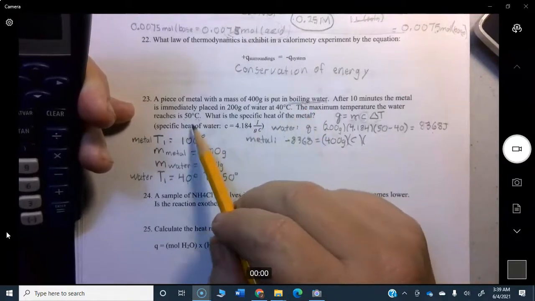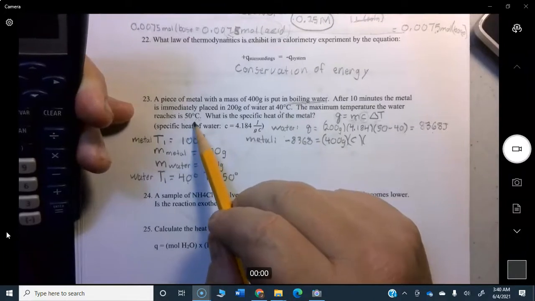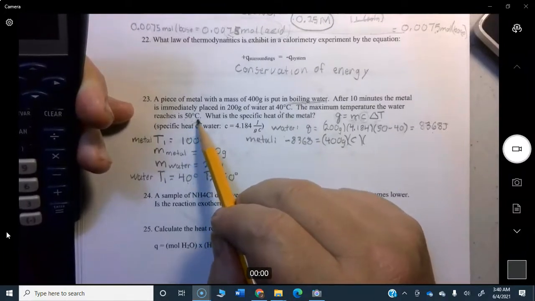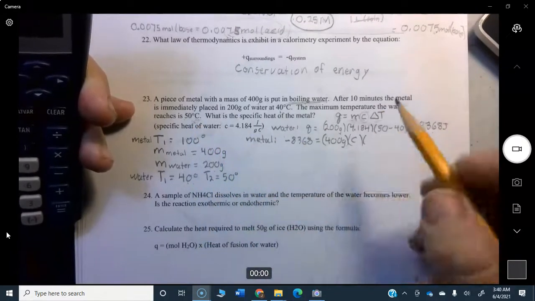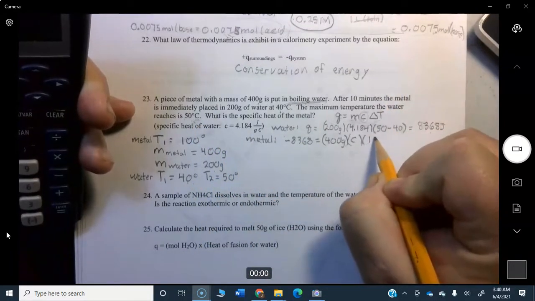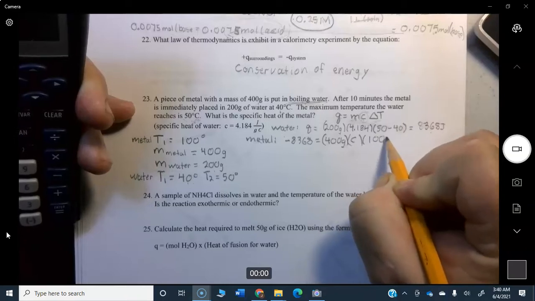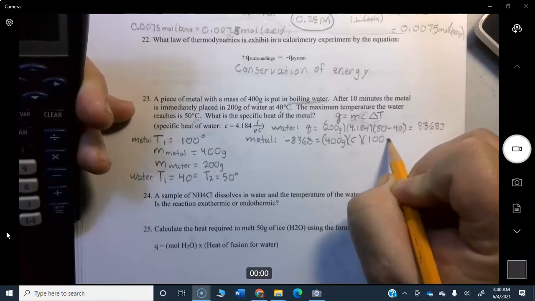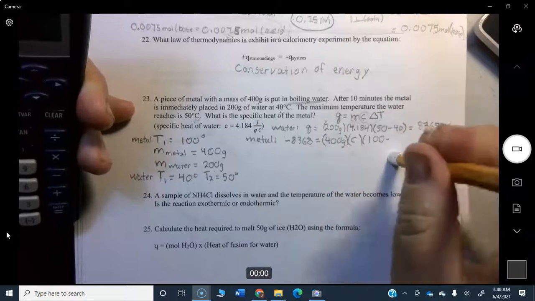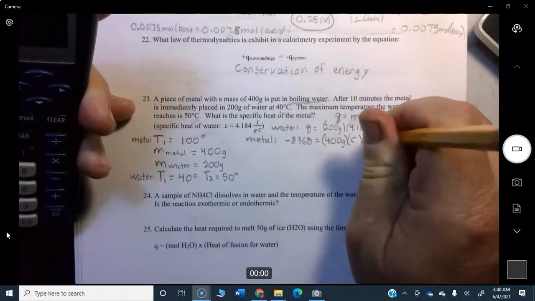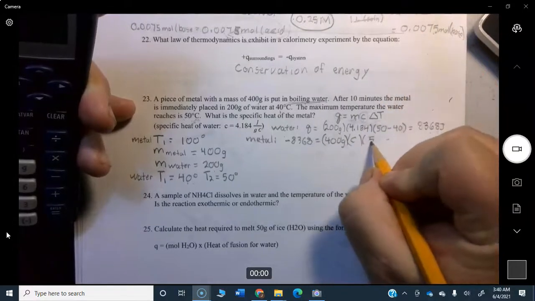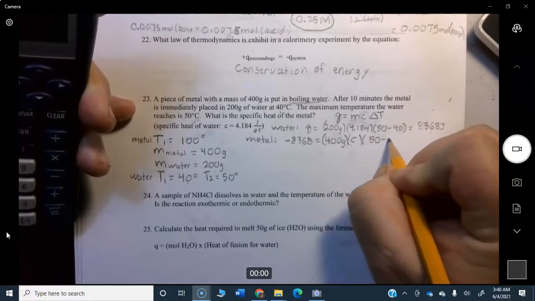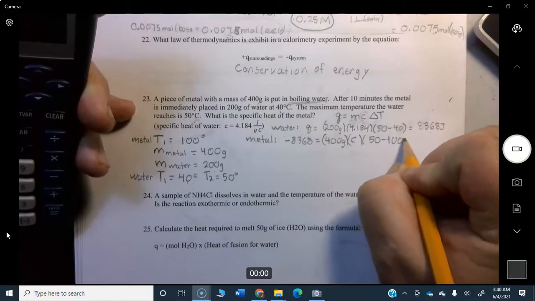100, and it's settled at 50 degrees also, because the metal and the water have to end up at the same temperature. Otherwise, the temperature is going to continue to change. So it's 100 minus 50. It should actually be 50 minus 100. Don't worry too much about signs here. It's the same thing, it's just 50. It's just the sign changes.